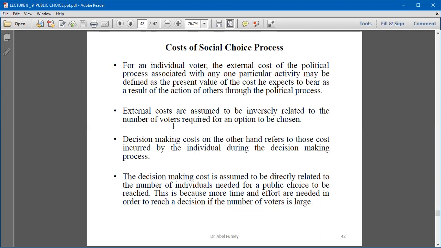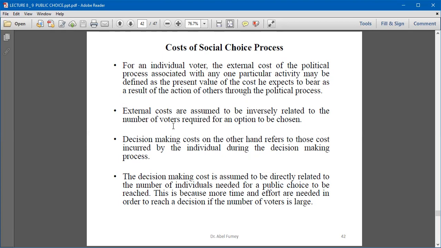But then the decision-making costs are the costs that are incurred by the voter during the decision-making process. For example, maybe you are in Kofodia, you have to go and vote in Accra: transportation cost, the time that you are using. So whatever cost that you incur whilst you are engaging in the process is what we call the decision-making cost.